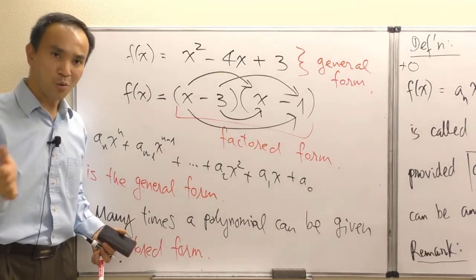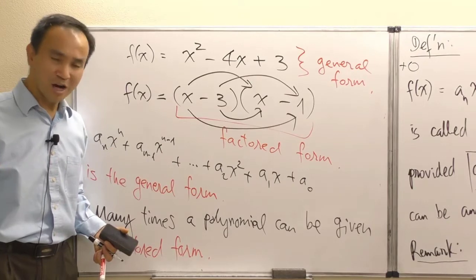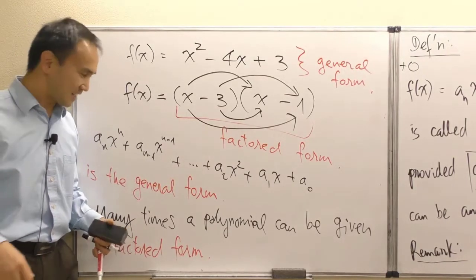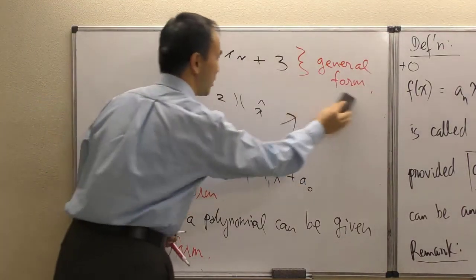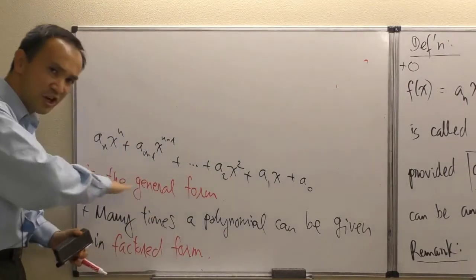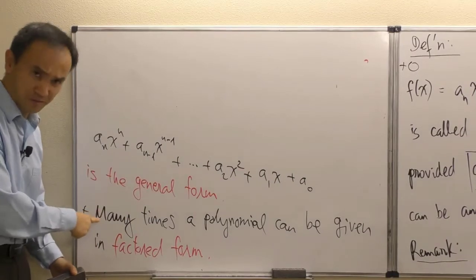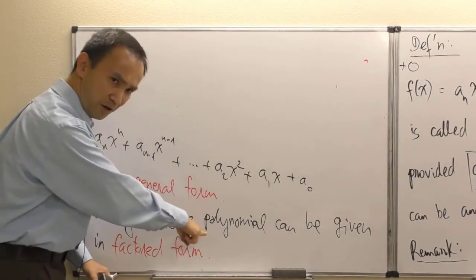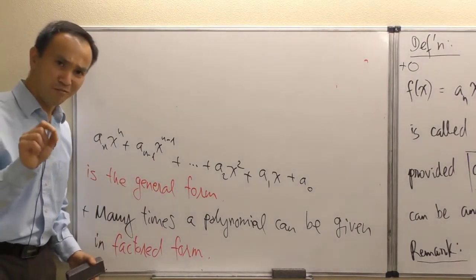There are also quadratics that we cannot factor out. That's why, like I said earlier, not all quadratics have a factor form. Now with that generality, we carry that generality into just any general, high degree polynomial. Yes, many times, that's all I can say. Many times, any polynomial can be given in a factor form. And so don't get me wrong on this.